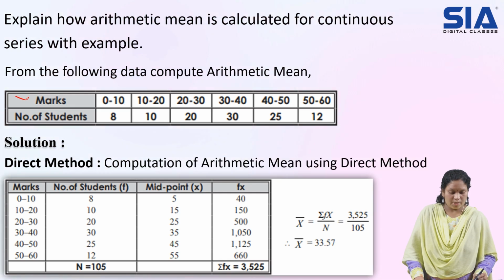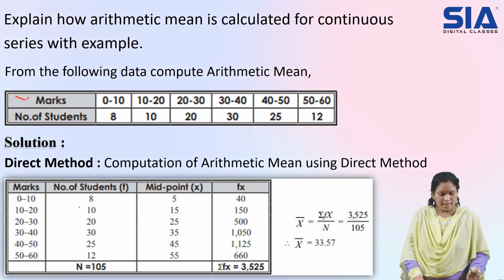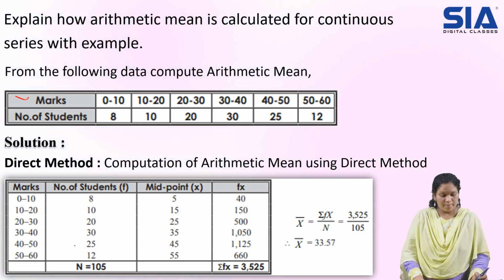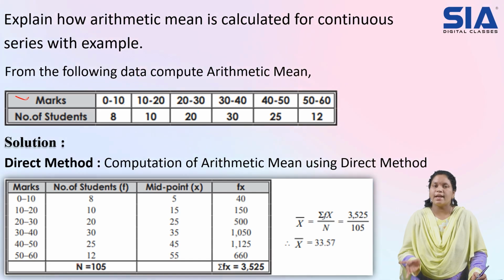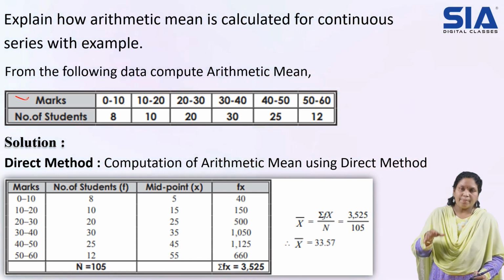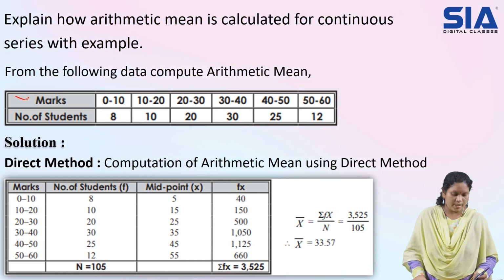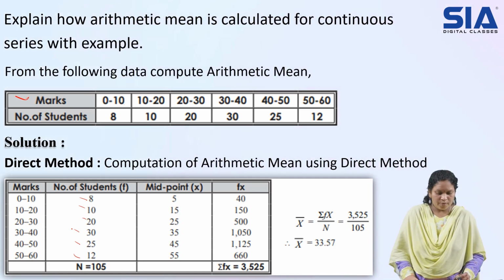Then the second column is number of students, the F column. Then add up all the data; that becomes your capital N. Just like in discrete data we have done already, capital N means adding up all the frequencies. Similarly, here also add up all the frequency values. 8 plus 10 plus 20 plus 30 plus 25 plus 12 becomes your capital N. So the total number of frequencies is your capital N. Done.